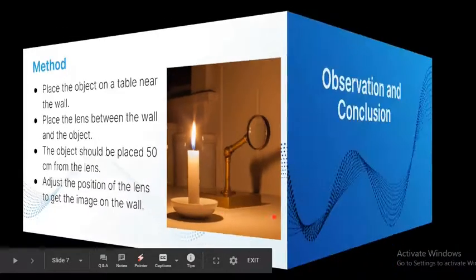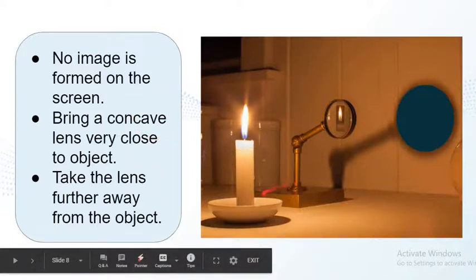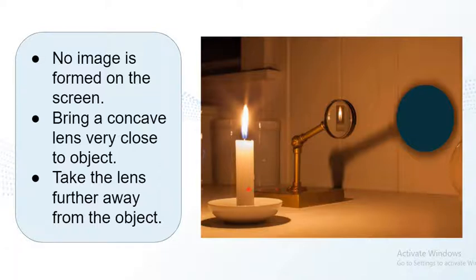What do you observe? No image will be formed on the screen. Now, bring the concave lens very close to the object and observe the image of the object through the lens. What kind of image do you see?